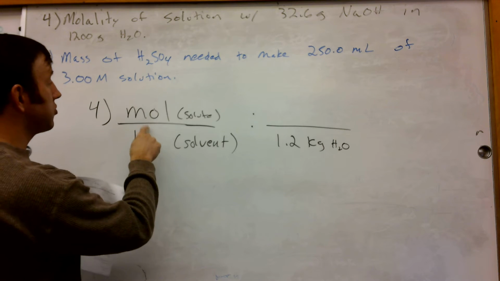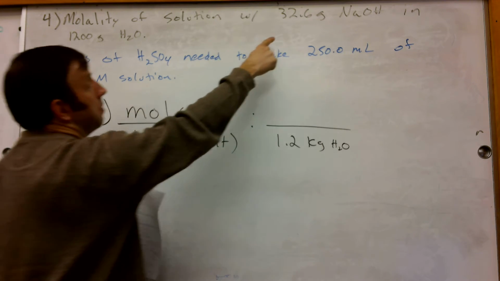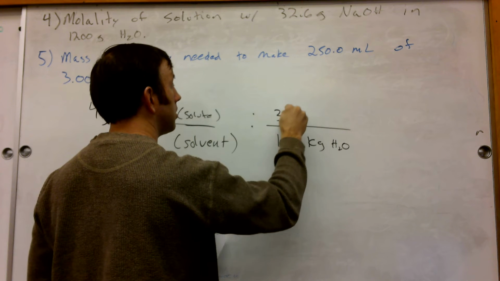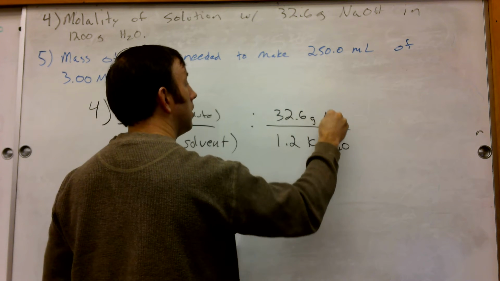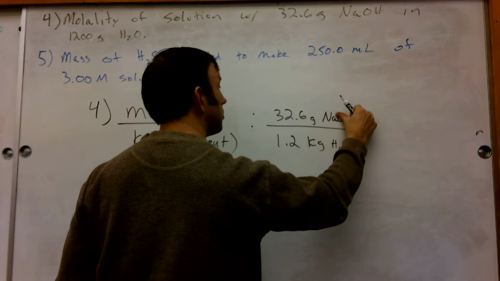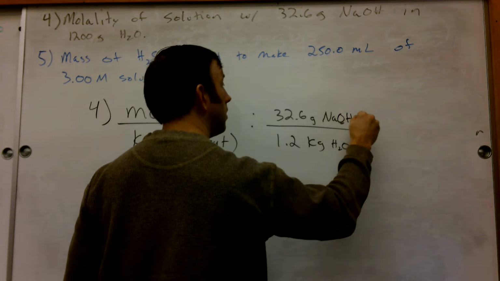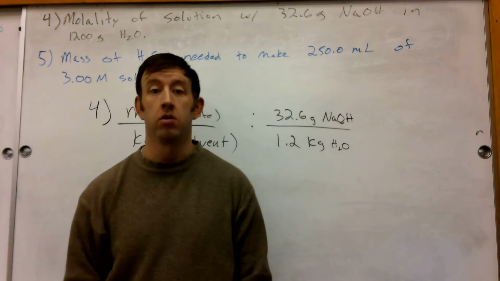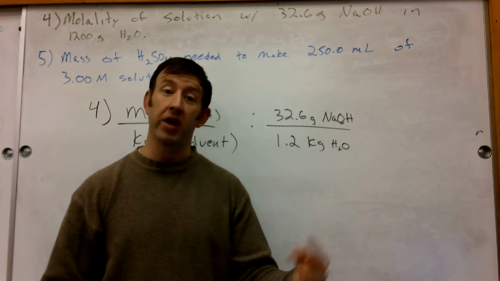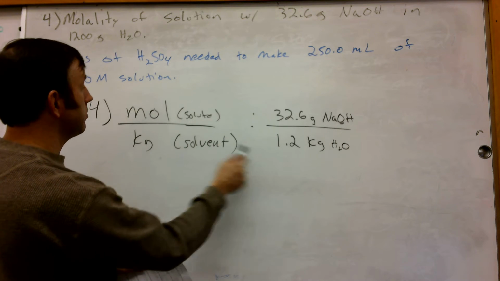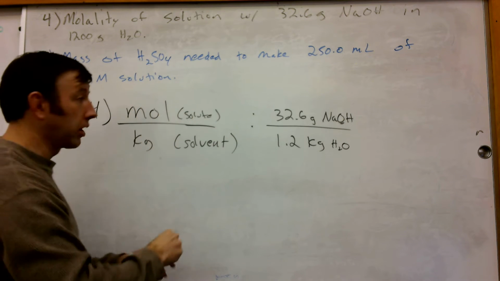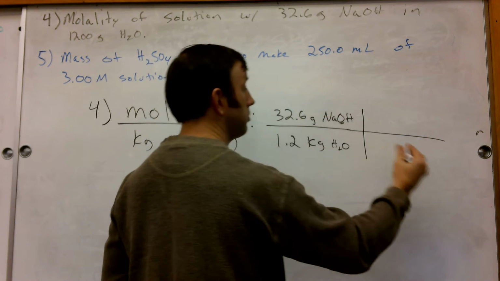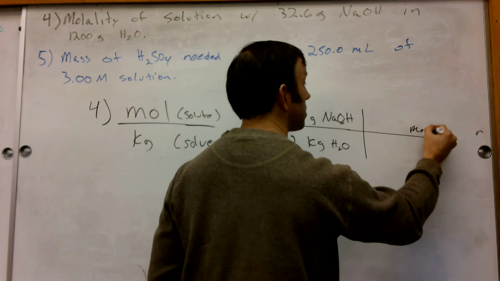Now, what I'm going to have to do then is take the amount of solute that I'm given, which would be 32.6 grams, all right, and I need to then run a conversion to figure out how many moles that is. So I have grams over kilograms. I want moles over kilograms, all right? So I'm just going to do my conversion from grams to moles like we've been taught, right?